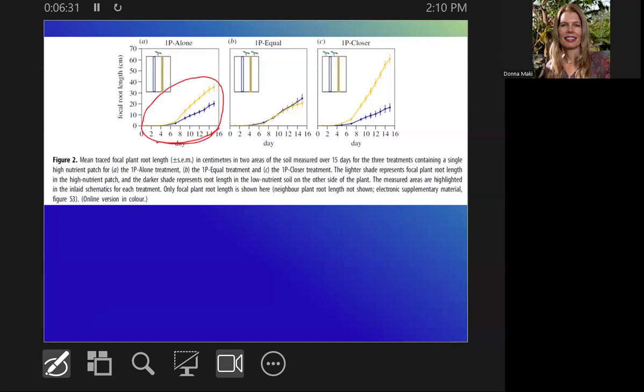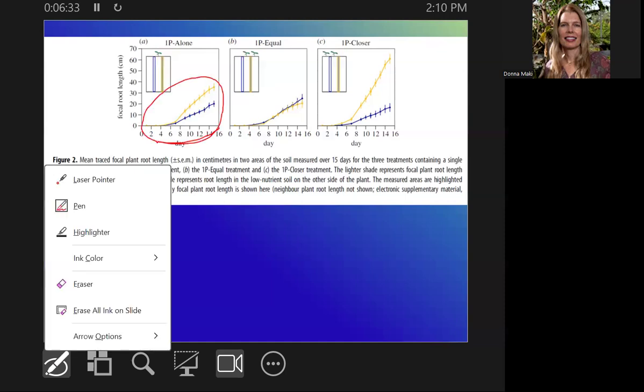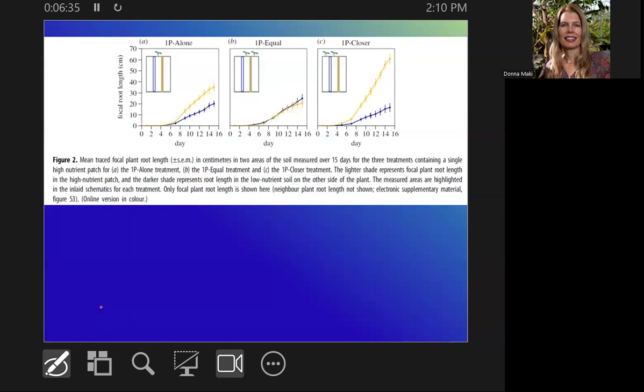Instead of doing this, like what you see on the control on the far left, you have a much different growth pattern just because there's another plant in the mix.